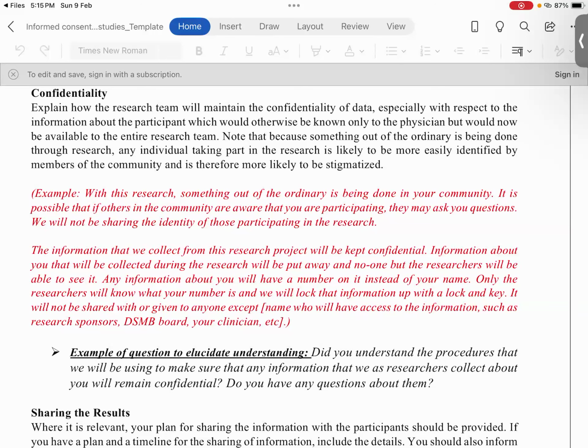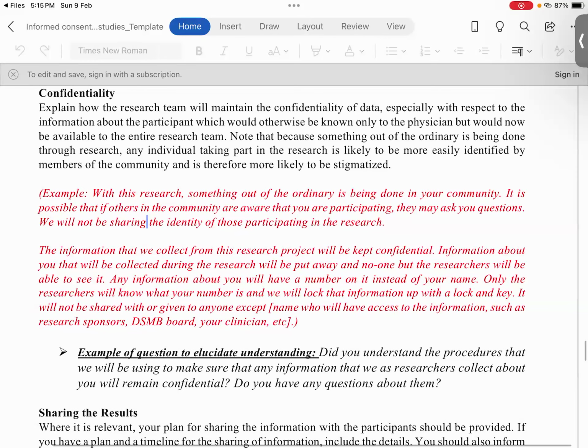With this research, something out of the ordinary is being done in your community. It is possible that if others in the community are aware that you are participating, they may ask you questions. We will not be sharing the identity of those participating in the research. In simple words, I am telling you that you have to give 100% confidence that this data will not be shared with anyone. The information that we collect in the form of a research project will be kept confidential.